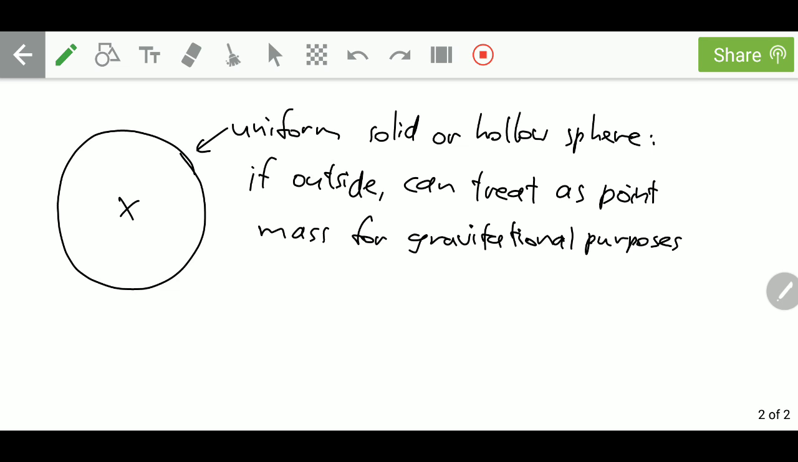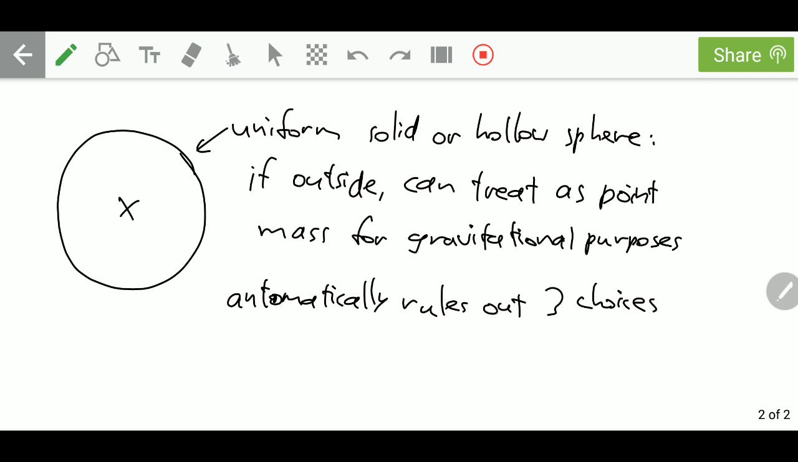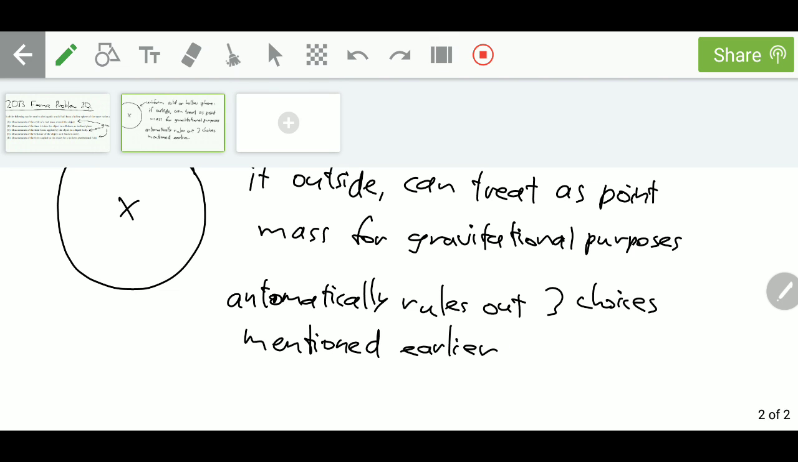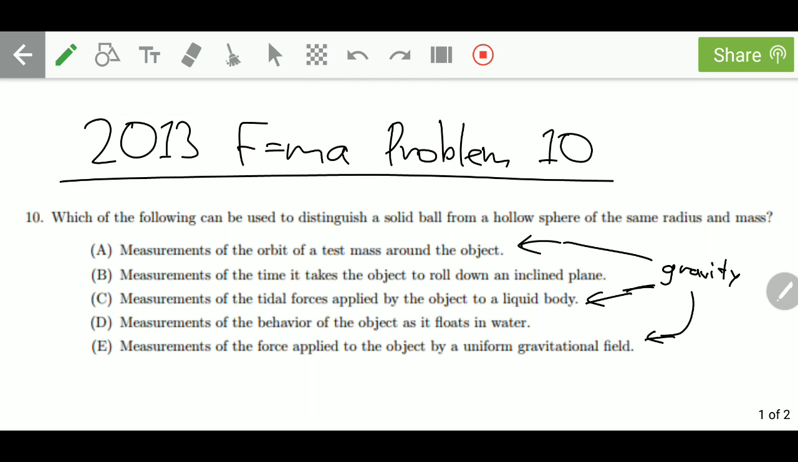So this automatically rules out the three choices that I pointed to earlier. If we look back at them, you'll see that none of them really deal with anything inside the sphere, right? You can see orbit of a test mass around the object, so that doesn't go inside the sphere. You can see tidal forces applied by the object to a liquid body. Again, the liquid would not go inside the sphere, so there would be no difference there.